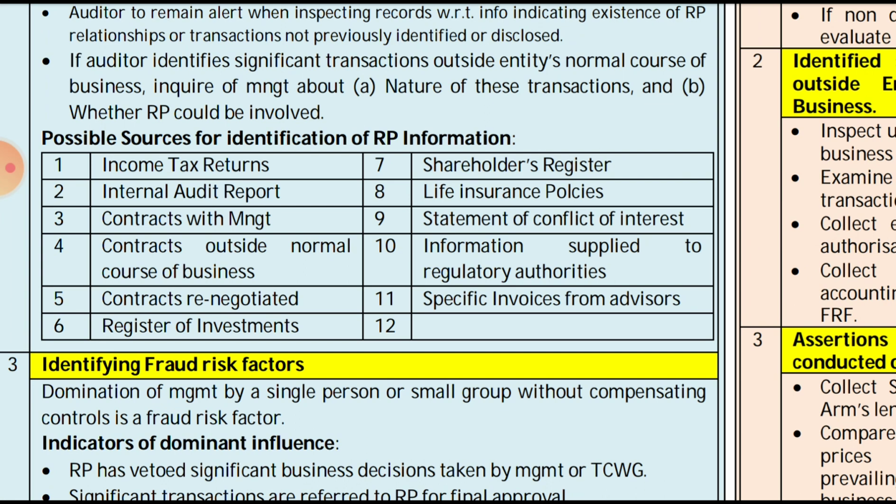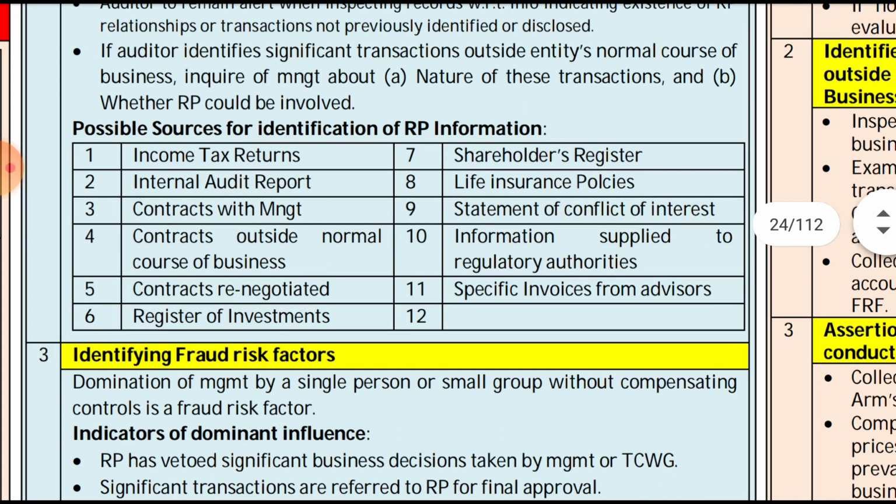In relation to shareholders, we find the conflict of interest point, just to relate: shareholder register and statement of conflict of interest. The third S is for specific invoice from the advisor. Then the remaining 3 will be the keyword RIL, not Reliance Industries Limited: R is register of investment, I is information supplied to the regulators, from which we can identify, and L is life insurance policies. So I2, C3, S3 and RIL.